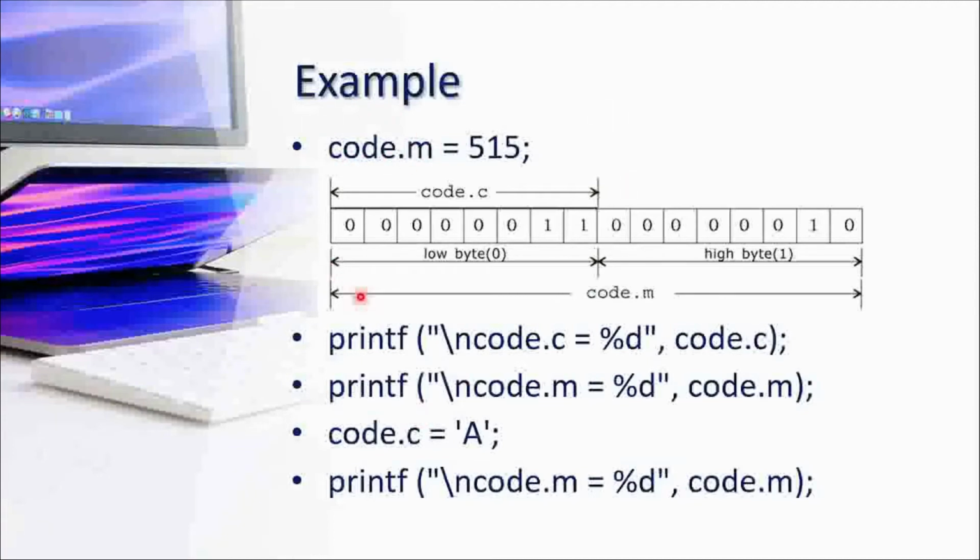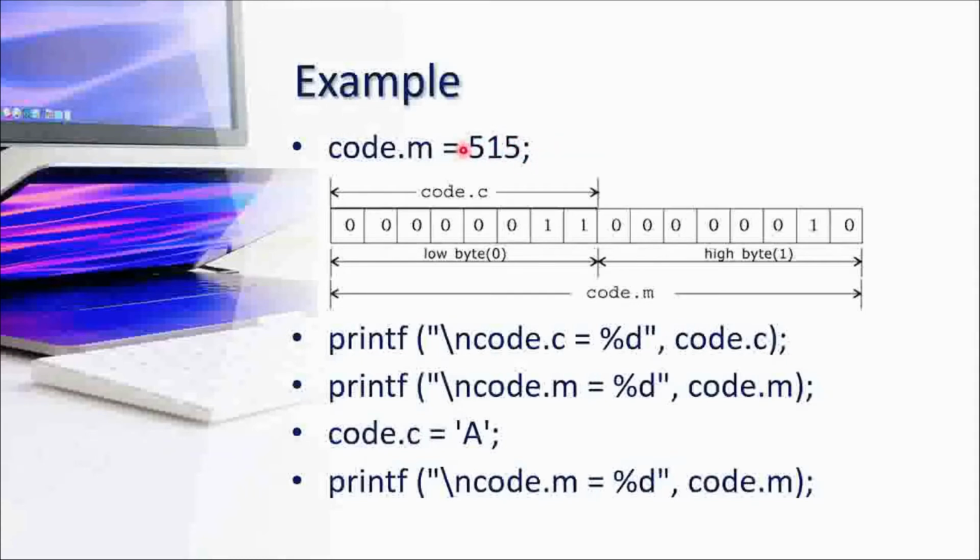Suppose, as in the previous case, we declared two members inside a union. The union type was defined there, and then we created an instance of that particular union, the union item, called code. Inside the code, we know that m is an integer and c is another character variable. So first we assign code dot m equal to 515.